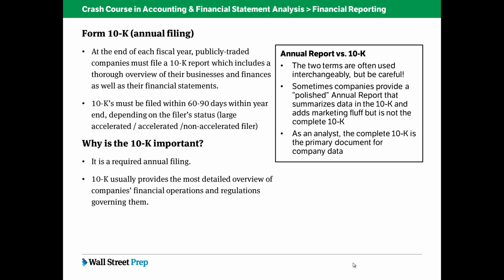At the end of each fiscal year, publicly traded companies have to file a 10K report, which includes a thorough overview of their business and finances, as well as their financial statements. The 10Ks have to be filed within 60 to 90 days of the year end, and whether it's 60 or 90 days really depends on the filer's status. If the filer is what's called a large accelerated filer, they have to file within 60 days. If they're a relatively smaller public company, they can file in as long as 90 days. But that's the general range of how quickly after the year ends they have to file.